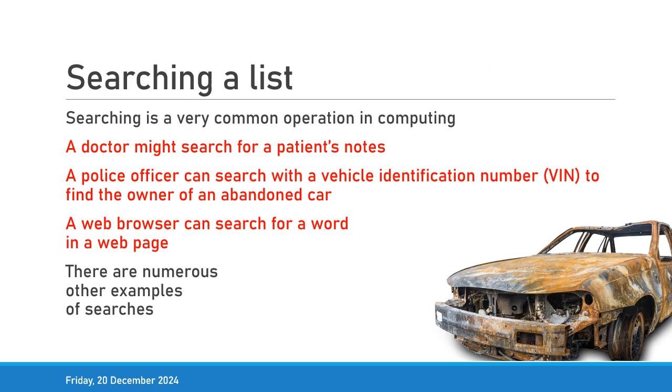But think about searching for things on a computer. I mean, it happens all the time. Whether you're searching a web browser like Google, or whether you're the doctors and they're searching for patients' notes, or a police officer who can search a vehicle identification number to find the owner. All of those kind of things are just where there's a whole bunch of data, and you need to find just one thing from it.